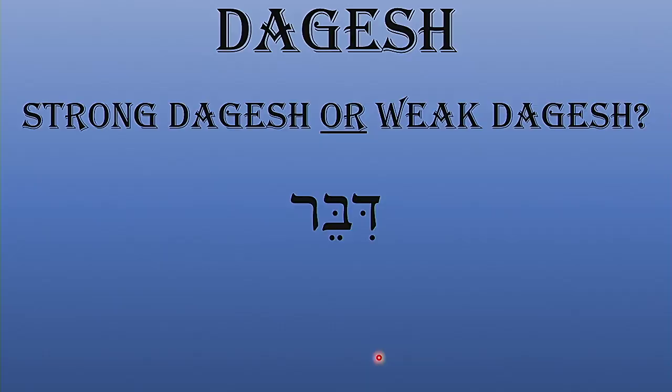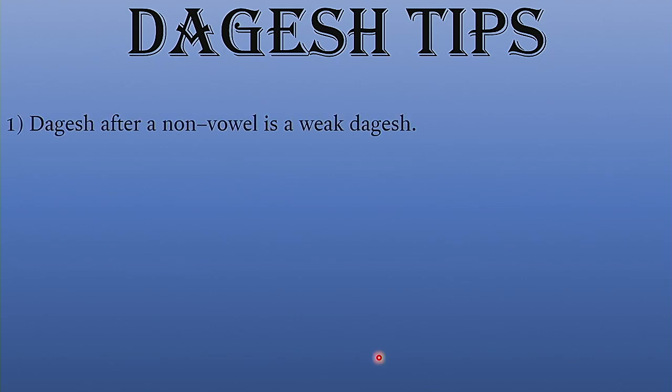Now I know that a question that comes up at this point may be, well, strong dagesh, weak dagesh, there's two of them, they look the same. How do I know which one's which? How do I identify them and make the distinction? So for example, you see the word diber, you see that the dalet has a dagesh. Which one is it? And then the bet has a dagesh. Which one is it? Let me give just two tips. And these tips will help us identify which dagesh we're seeing in front of us.